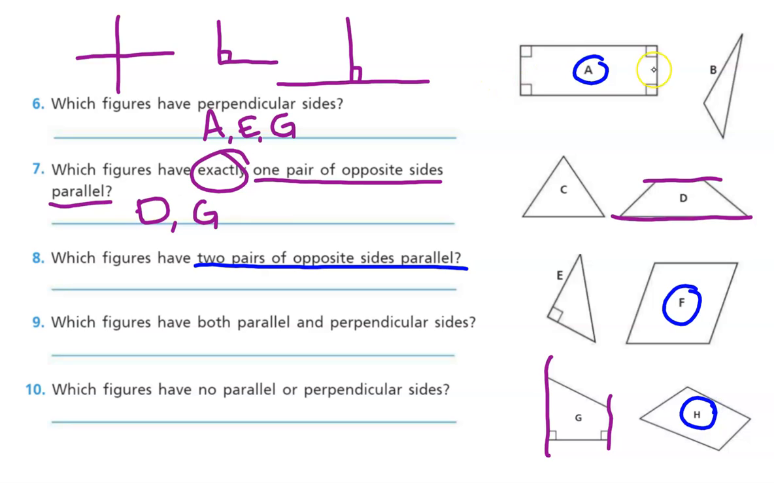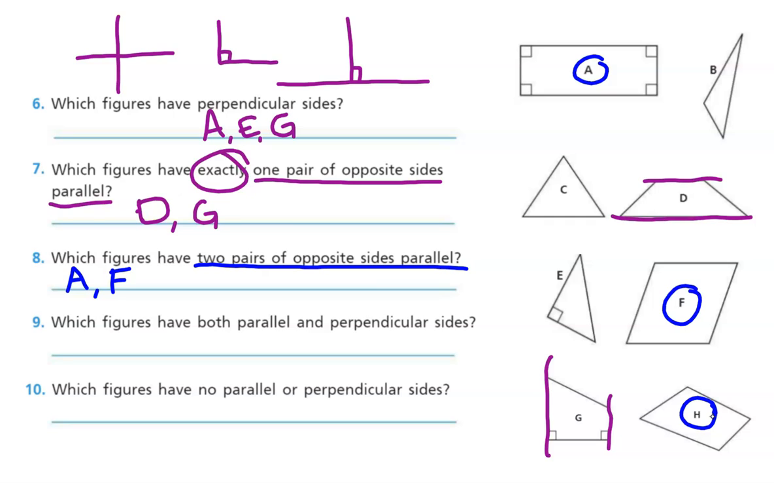So A definitely has two pairs of parallel sides. F also has two sets of parallel sides. But H is kind of funky. H is just a quadrilateral because it has four sides, but none of them are the same length and none of them are parallel, so H would not work.